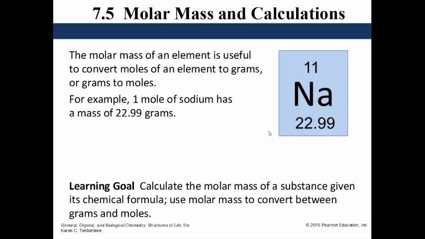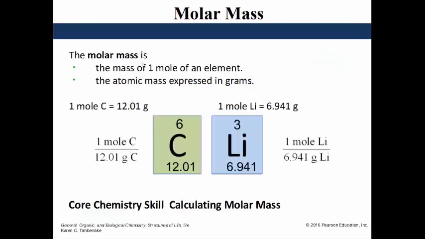This process is true for any element in the periodic table. 1 mole of that element equals its atomic mass. So the molar mass is what we just talked about regarding sodium. So we'll zoom in on carbon, atomic number 6. 1 mole of carbon is 12.01 grams. This is what this ratio is representing. 1 mole of carbon is the same thing as 12.01 grams of carbon. For lithium, atomic number 3, 1 mole of lithium is equivalent to 6.941 grams of lithium.